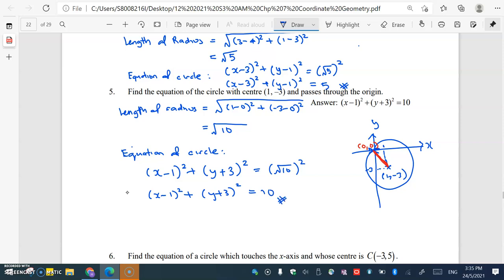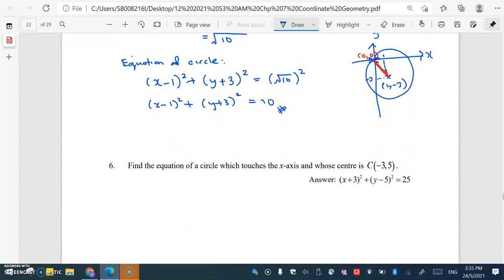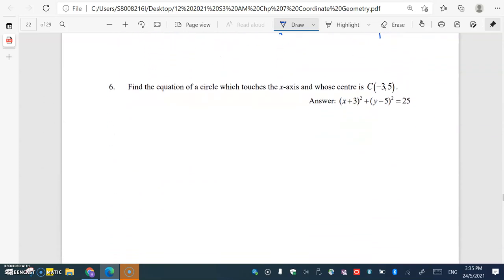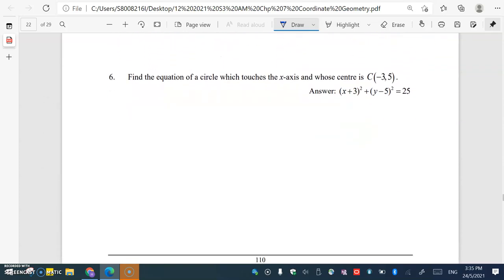I think with the diagram, it makes things quite easy for you to visualize. Let's move on to the last question in this section. Find the equation of circle. To find the equation of a circle, the moment you see it, you need to have the center and the radius length. Find the equation of the circle which touches the x-axis. This time around it says touches the x-axis. That's a special property that you already need to know.